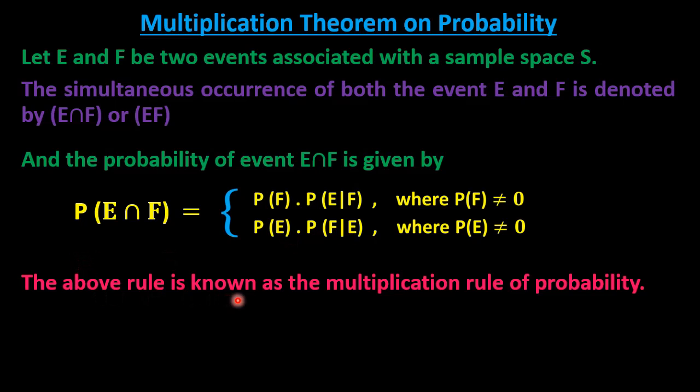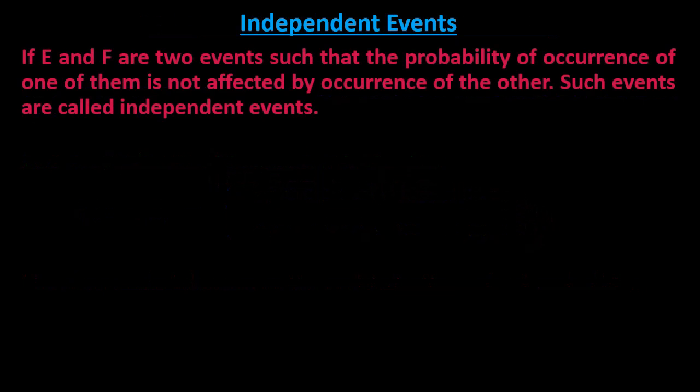And this rule is known as the multiplication rule of probability. So this is the main formula. Now let us define independent events. If E and F are two events such that the probability of occurrence of one of them is not affected by the occurrence of the other, such events are called independent events. So if we consider two events E and F which are not dependent on one another, that means they are purely independent of one another, and we call them independent events.